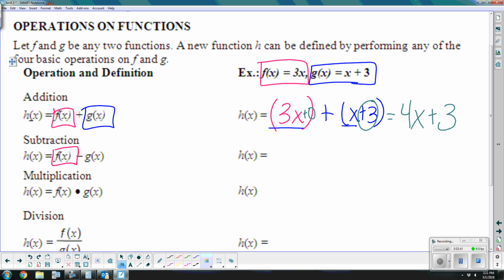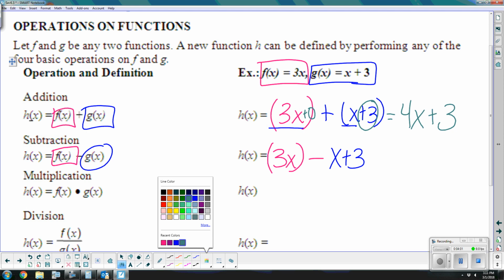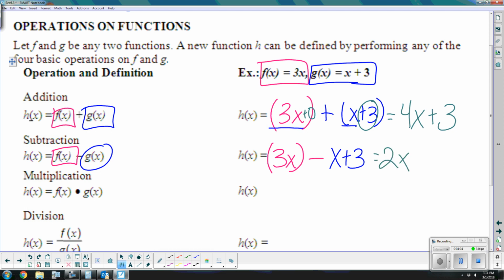We're taking f of x, which is 3x, and we're subtracting g of x, which is x plus 3. So that's 3x minus x plus 3. 3x minus x is 2x. And actually, we're subtracting that whole function, so we have to distribute that negative sign. So 3x minus x minus 3 is 2x minus 3.